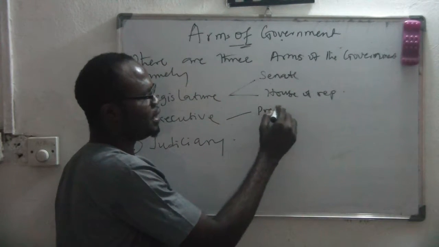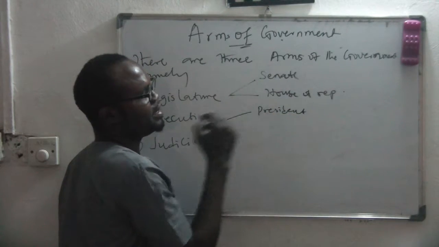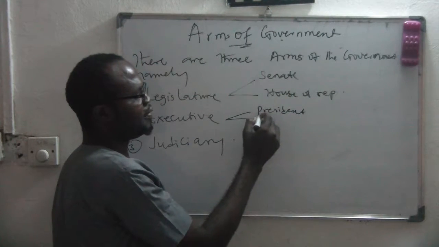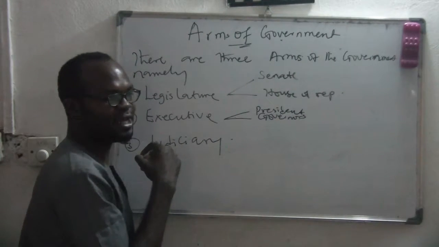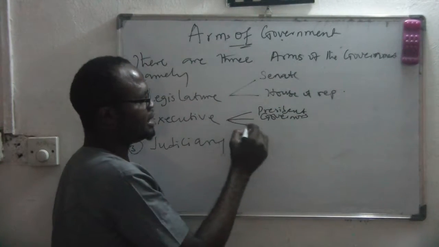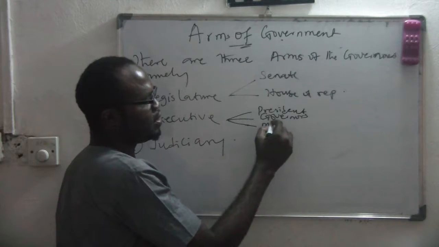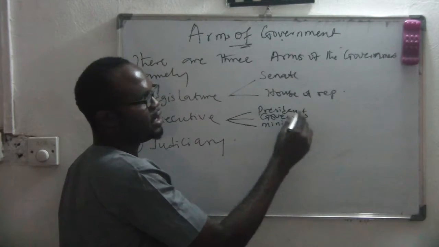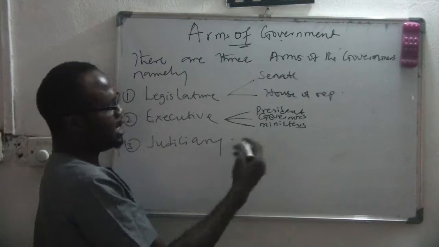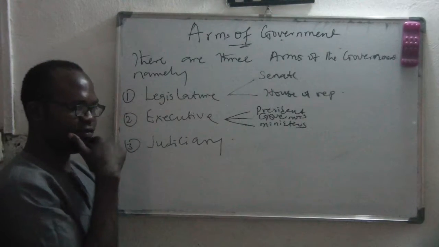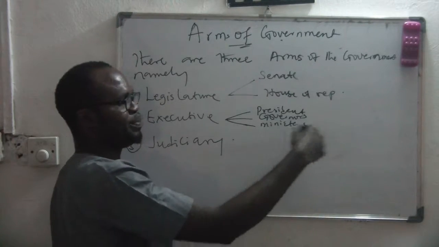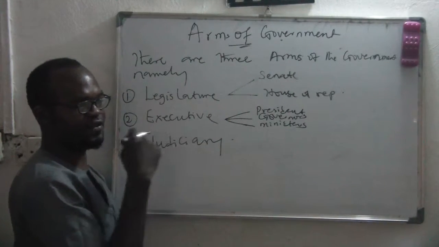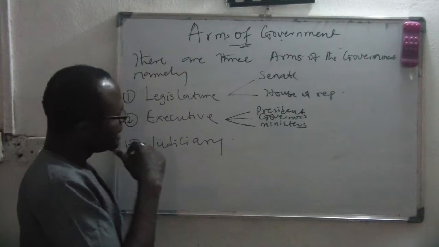The executive arm is made up of the president. It is also made up of the governors, the cabinet, which in Nigeria we call the ministers. All these fall under the executive. And they use other people like the police and the military in enforcing rules, isn't it?